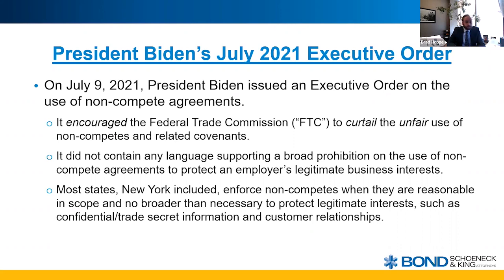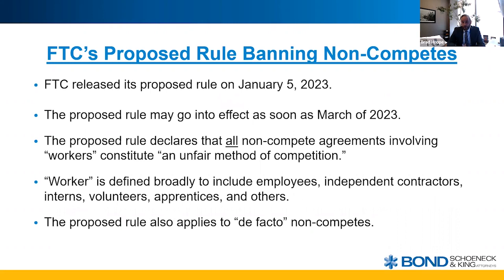Next slide, please, Kathy. And that rule was released on January 5th. The proposed rule may go into effect as soon as March of 2023. Right now, we're in the middle of the mandatory 60-day comment period. During this time, anyone can comment on the proposed rule, whether you're an individual that's affected by non-competes, a business that utilizes them, or a trade group or anything. Based on those comments, the FTC very well may amend the proposed rule to address some of them, or they could vote on a final regulation as early as March of 2023, which is the end of that 60-day comment period.